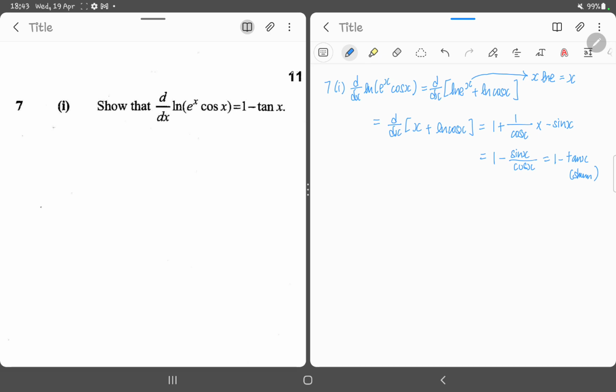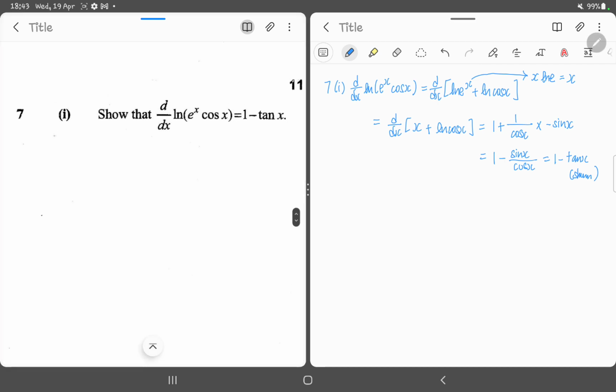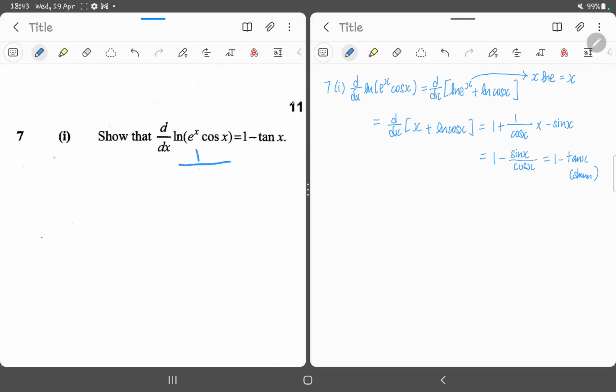Anyway, just to point it out, you can brute force your way by directly taking 1 over e^x cos x, and then differentiate e^x cos x. But I wouldn't suggest you do that, because then you have to use the product rule, and that will be a little bit tedious. Eventually you will still get the same answer. I do suggest you use this method: whenever you see a logarithm, it is advisable to straight away do the splitting if it's possible.